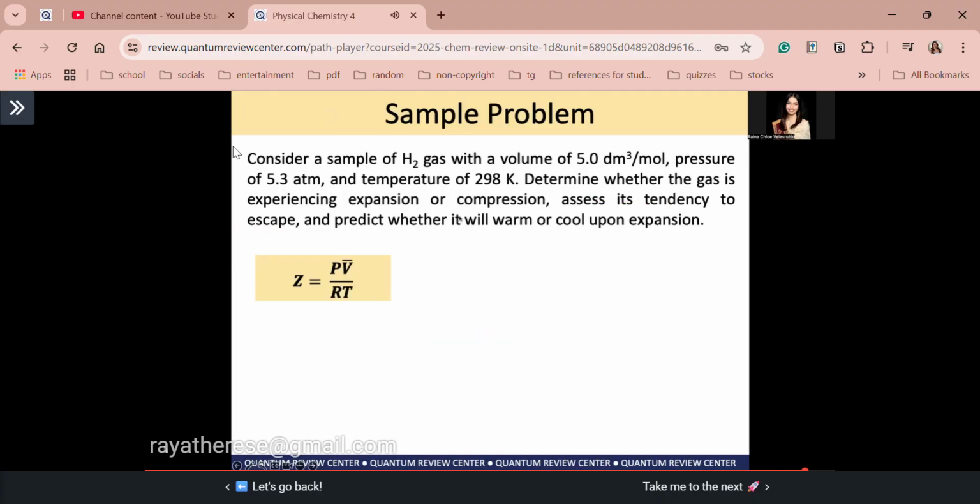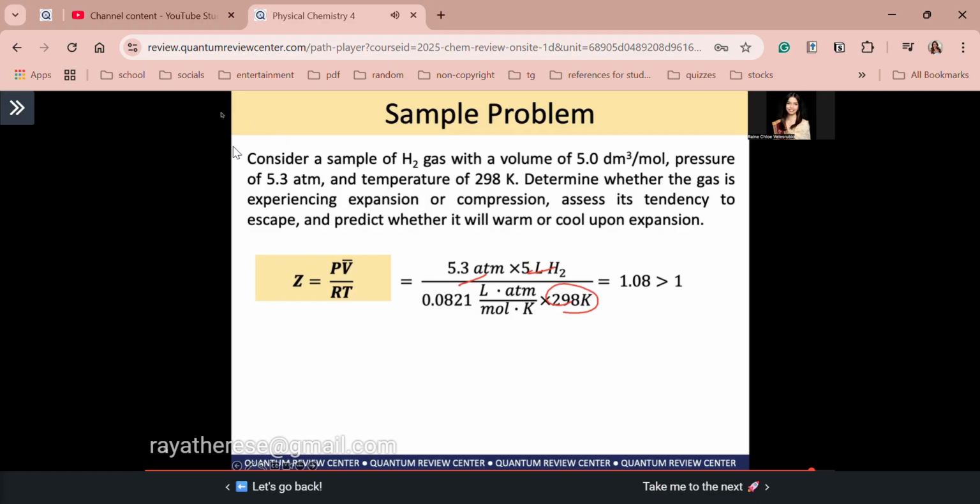That is Z equals PV over RT. Substituting, we get 5.3 atm, that is your pressure, times 5 liters of hydrogen, which was given also. Remember, guys, dm cubed is liters. Divided by 0.0821 L·atm over mole·K, your universal gas constant. I used that in order to cancel the atm units and the L units. Lastly, 298 K is the temperature. So Z is equal to 1.08, which is greater than 1. Thus, the gas will undergo expansion, since Z is greater than 1.